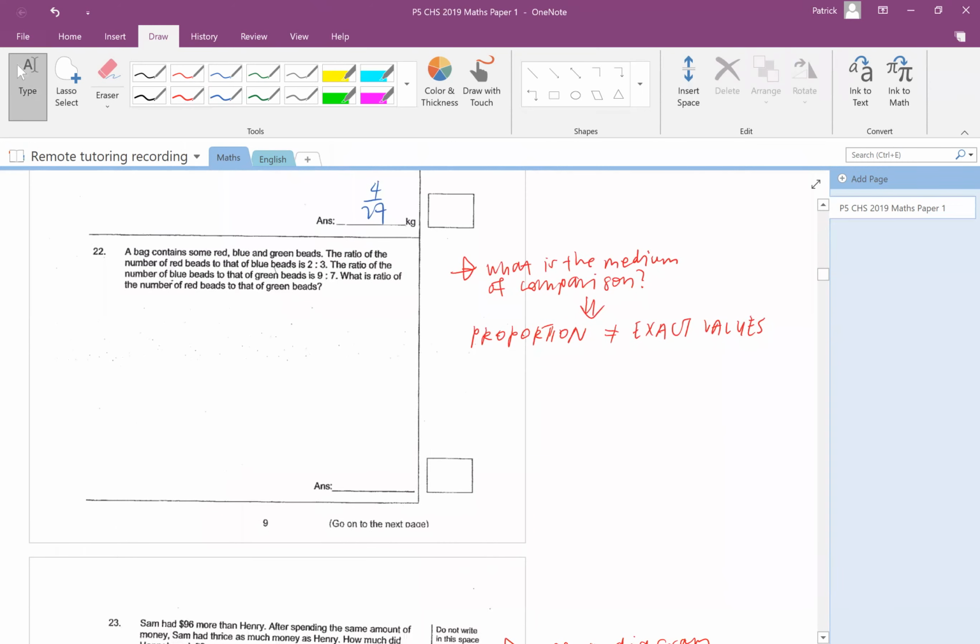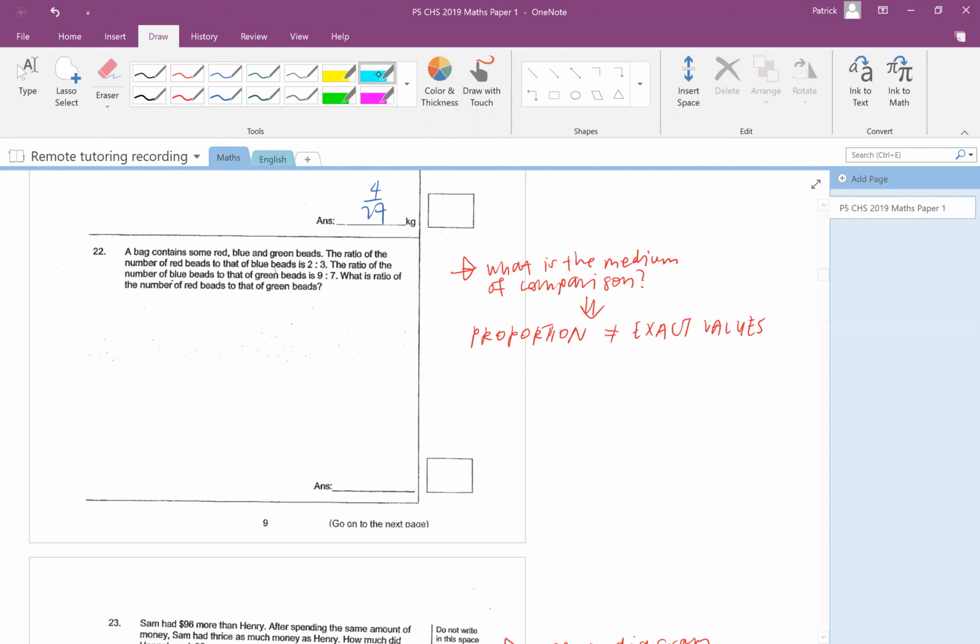Next, we have question 22. A bag contains some red, blue, and green beads. The ratio of the number of red beads to that of blue beads is 2:3. The ratio of the number of blue beads to that of green beads is 9:7. What is the ratio of the number of red beads to that of green beads?